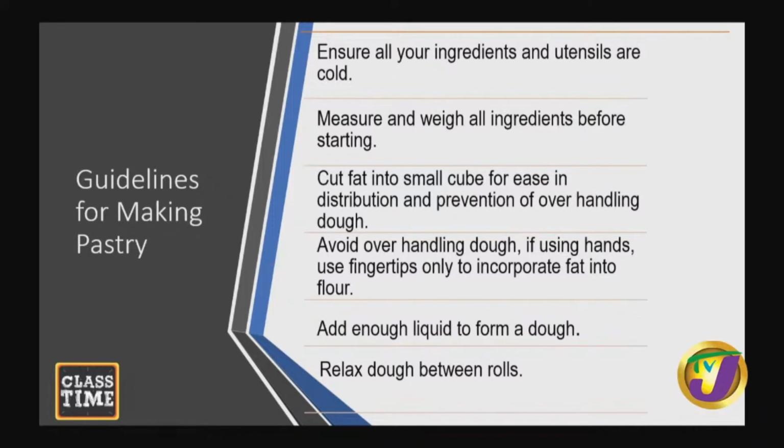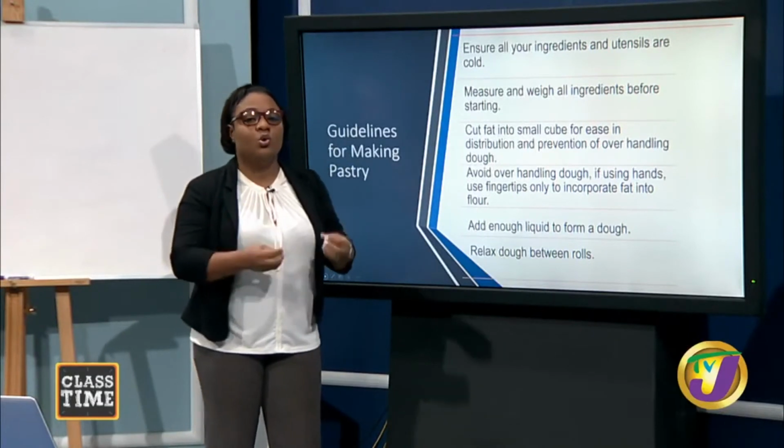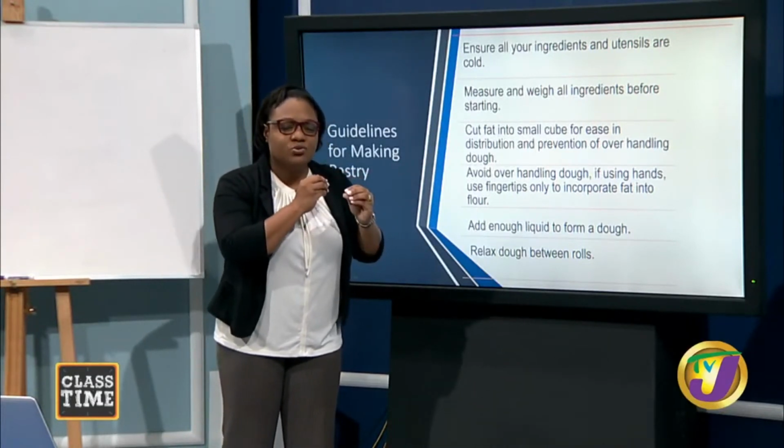I mentioned that before. Not only are your ingredients to be cold, but your utensils are to be cold as well. And when your utensils are cold, it keeps the temperature of the fat. And the fat is really what you want to keep as solid for as long as possible. And it is encouraged that you weigh and measure all your ingredients before starting. So with the choux pastry and the flaky, you don't want it lying there at room temperature. Some persons' kitchens are hot. You don't want the fat to come to room temperature.